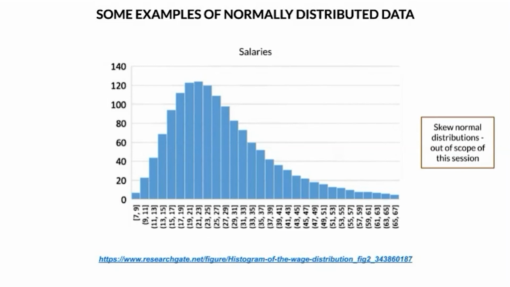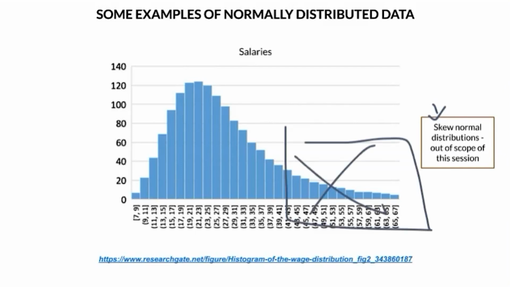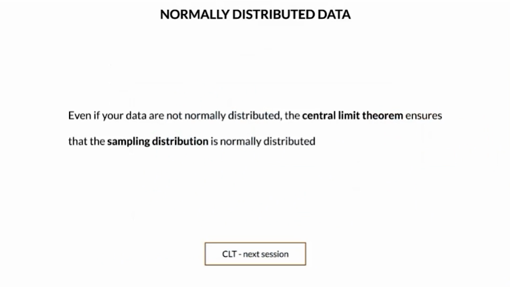Now this graph is a skew normal. Okay, this is what we call skew normal. Skew normal analysis is a bit out of scope of this session, but suffice to say that if I just take care of some of these outliers, the remaining data will become perfectly normal. Okay, so many of these real variables are normally distributed.